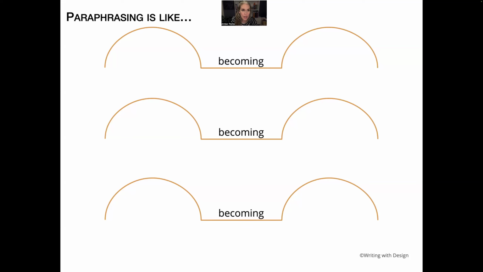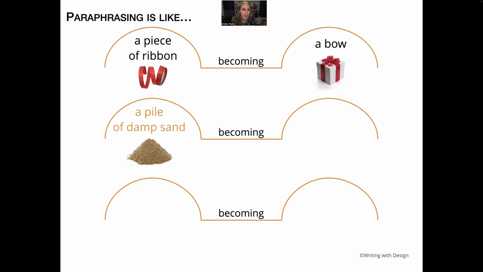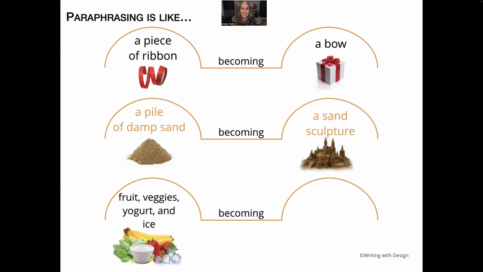So let's take a look now at a few more. A piece of ribbon, take that, mix it up. What do you get? A bow. All right, a pile of damp sand, take that, mix it up. What do you get? A sandcastle. And lastly, my favorite, fruit and veggies, yogurt and ice. Mix all those up. What do you get? Yep, a smoothie. So we want students to think about when they hear the word paraphrase, I take content that I've read, I mix it up, I stay accurate to what it is, but I put it into my own words.